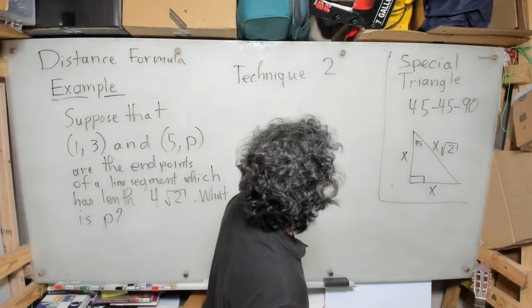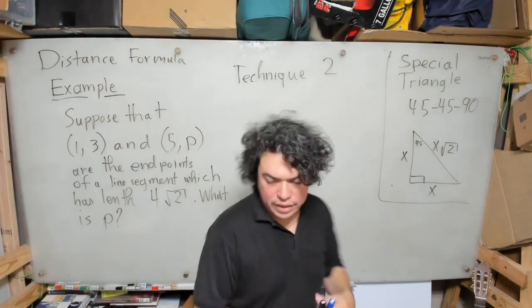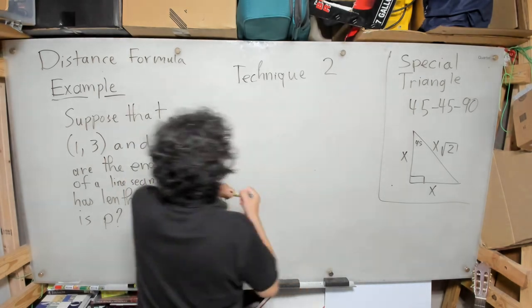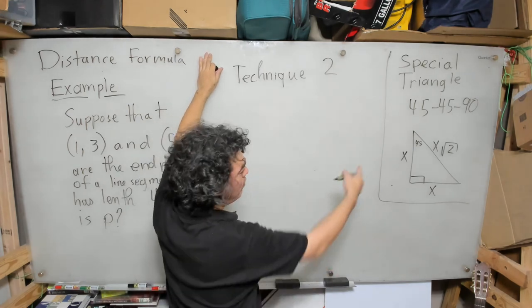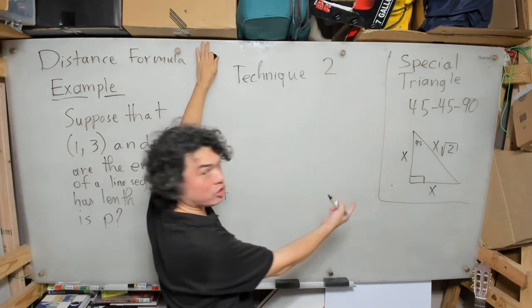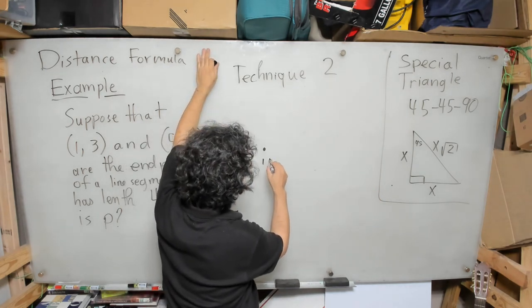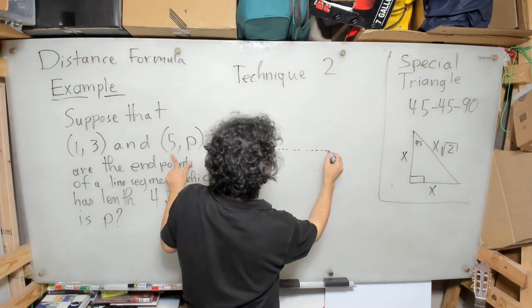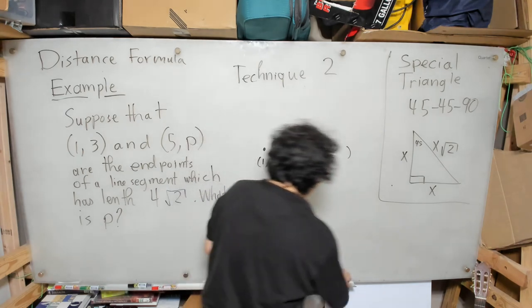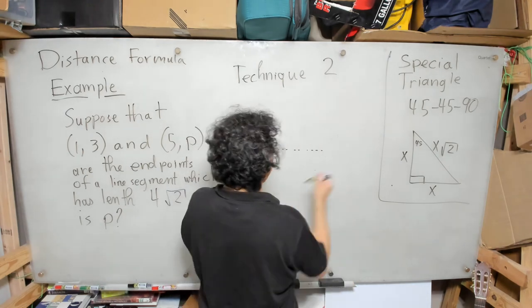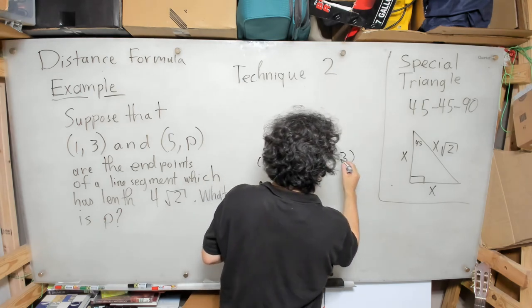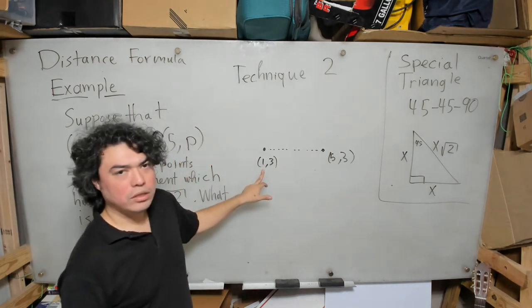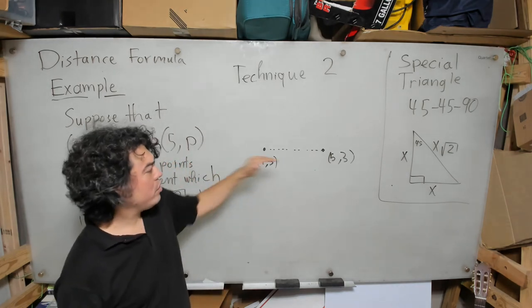Okay. So here, the way it's going to work out is that I'm looking at... Okay. So what I noticed was, I was thinking in my brain, okay, I noticed the 4 square root of 2, and I imagined maybe it's the side of a special triangle, right? So I look over here, I see, okay, this is 1, 3, okay? And I know that my other point is 5, P. So what I imagined in my brain was, I take this horizontal line, and instead of 5, P, I think to myself, okay, I'm going to go to 5, 3, okay? And then I know this has length 4, because 5 minus 1 is 4, and I know 3 minus 3 is 0, and so I know that it's going to have length 4.